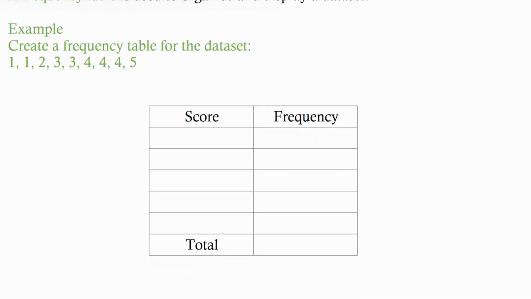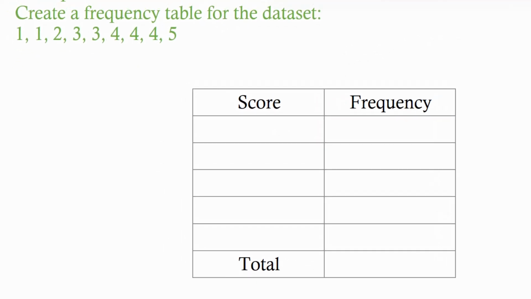So here we have an example. We need to create a frequency table for the data set shown below, which is 1, 1, 2, 3, 3, 4, 4, 4, 5. The first thing we like to do when you create a table is identify your smallest score. Our smallest score in this case is 1, so I put the 1 at the top. The largest score is 5, and then you fill up the gaps in between: 2, 3, 4.